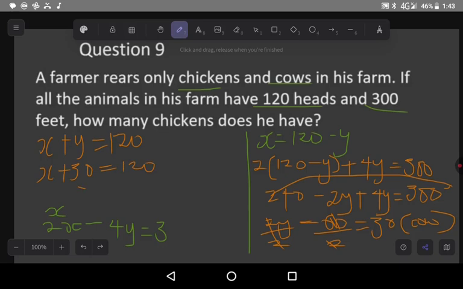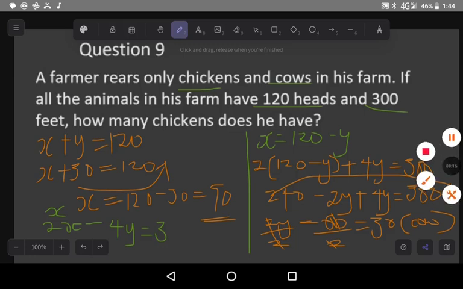So if I move 30 to this side, I'm going to have x equal to 120 minus 30, which will give me 90. So x is 90. X is related to the number of chickens, while the y is related to the number of cows.